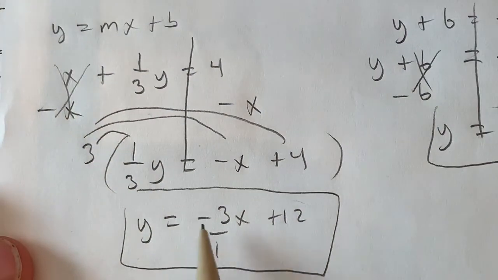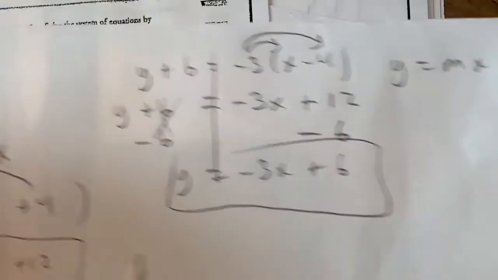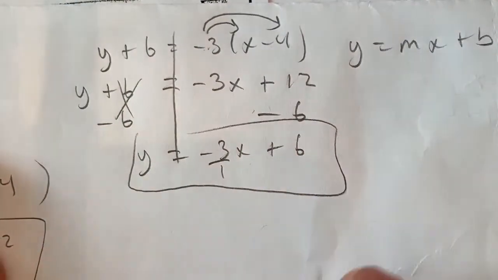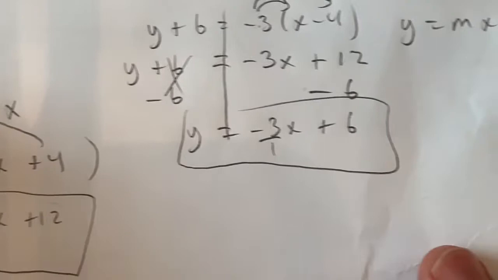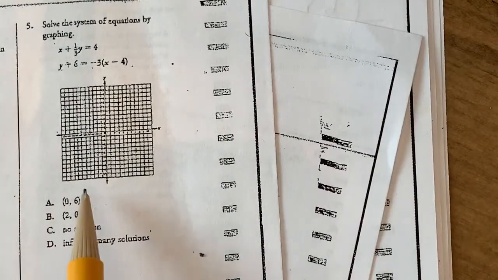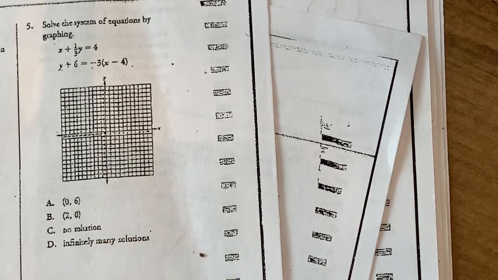So I want you to notice something. We have y equals negative 3x plus 12, y equals negative 3x plus 6, and this comes over 1 as well. So I want you to look at those two and graph those, and then you're going to notice what happens, and then pick either this, or this.